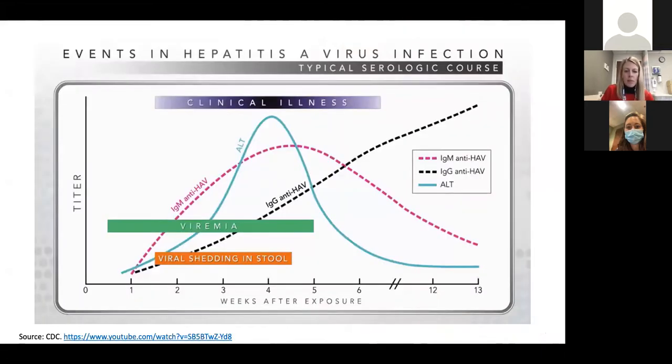And on laboratory evaluation, in addition to elevated ALT, really the diagnosis is made by checking for a hepatitis A IgM.